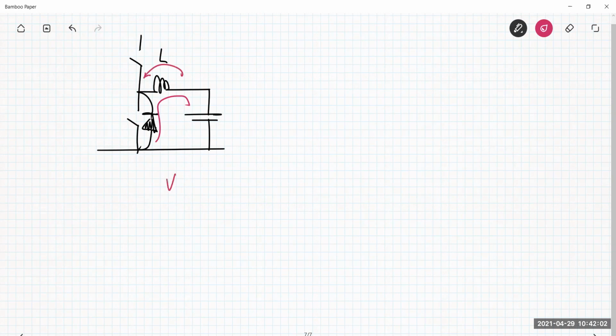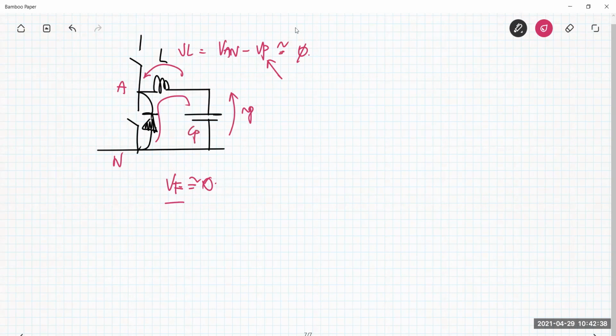Supposing that typically VF is very small, it can be neglected. Suppose that we have an ideal diode, for example. So the voltage VL, which is VAN minus VP, in that situation is more or less zero, because VAN, which is VF, is the small voltage across the on diode. And VP is not null, but is very low, because it's the small capacitance across this capacitor CP that is charging up. So more or less it's very small.